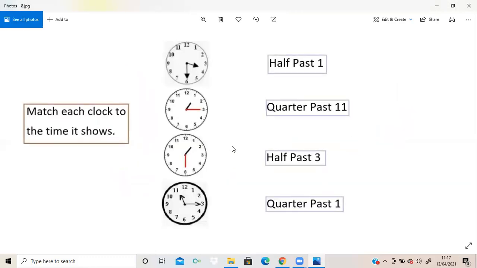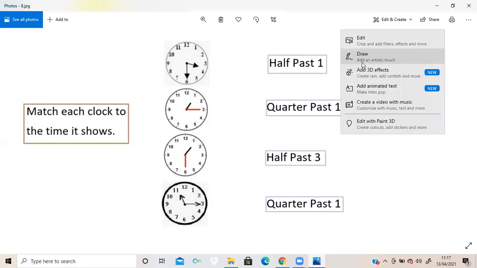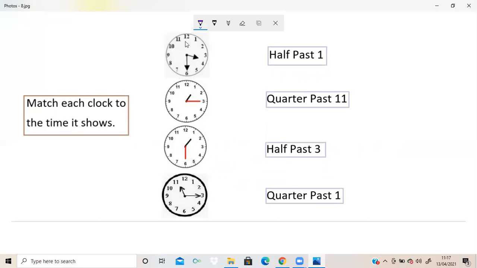Now I gave some clock faces, the 4 clock faces, and in the same way I wrote the time on the right hand side. So our job is matching the clock face with the time it shows. So let's get the pen, and you can pause the video and try yourself first, and then you can check your answer with me.